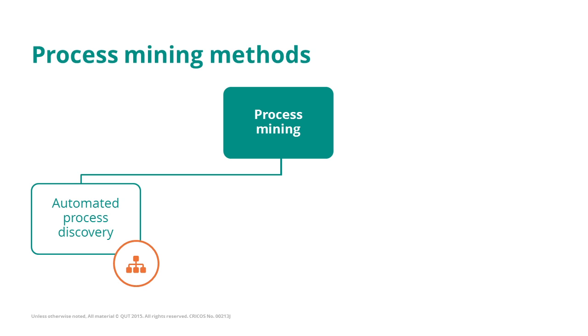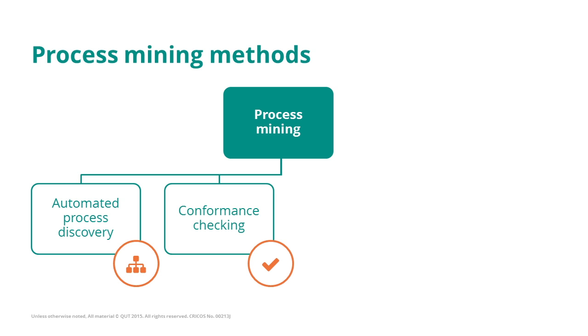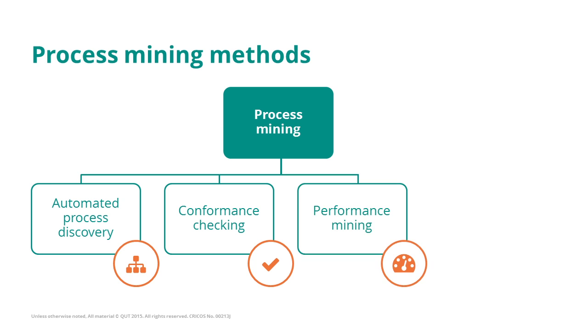If we want to understand process conformance, then we would rely on conformance checking methods, whose result could be a checklist of the differences between our real business processes and certain rules. If we are interested in understanding process performance, then we would rely on performance mining methods, whose result can be provided in terms of dashboards or reports.